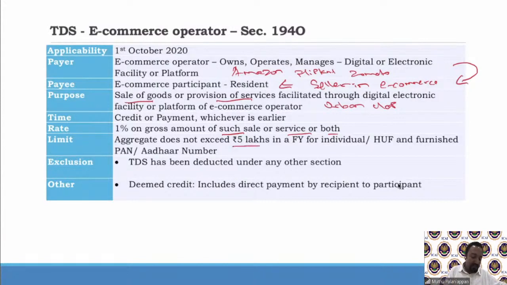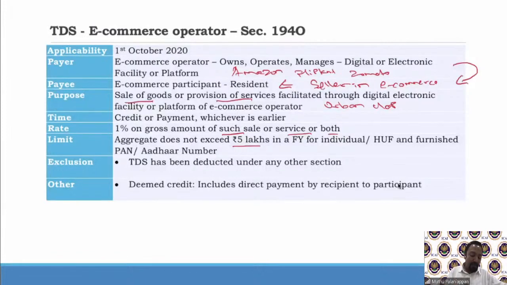Aggregate does not exceed 5 lakhs. So this provision is not applicable if the aggregate in the year does not exceed 5 lakhs and the individual or HUF has furnished the PAN. So that is what is there. Also, if TDS has been deducted under any other section, that is, if TDS is applicable for the same transaction under any other section, then it will not come here.